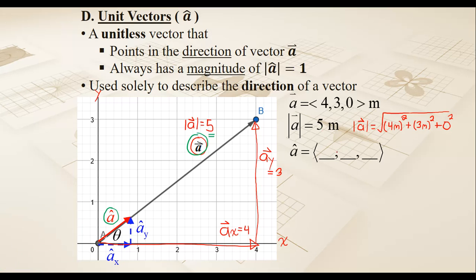Okay, so to fill in this ordered triplet, I need to know: what is the value of the x component of the unit vector? What's the value of the y component of the unit vector? And what's the value of the z component of the unit vector? Well, we can already fill one of them in. Because the unit vector points in the same direction as my vector A, it does not have a z component to it. So we need to figure out what the actual components are.